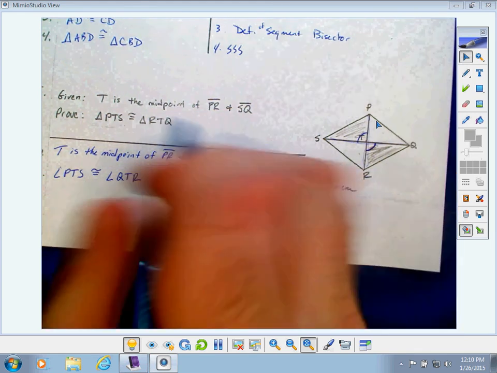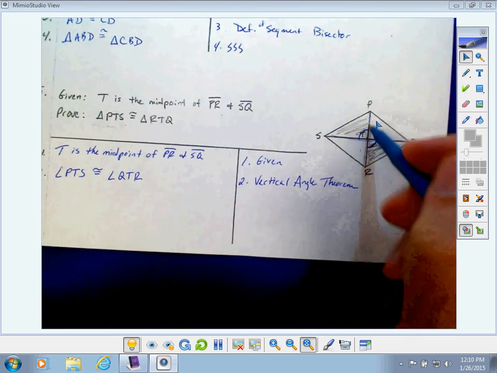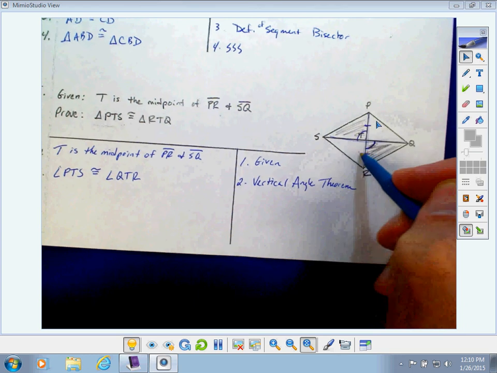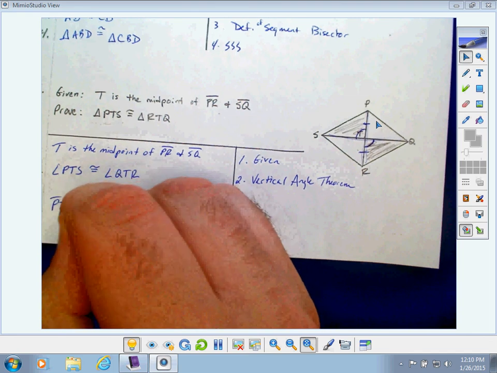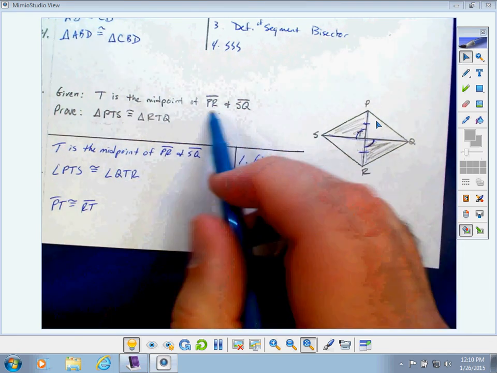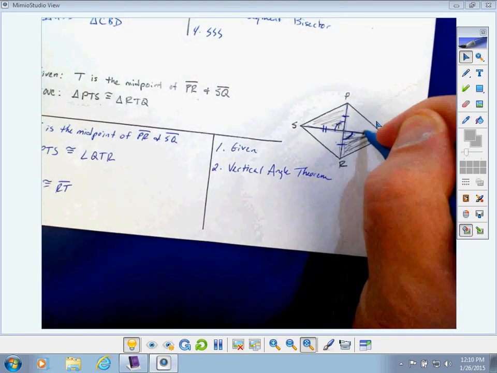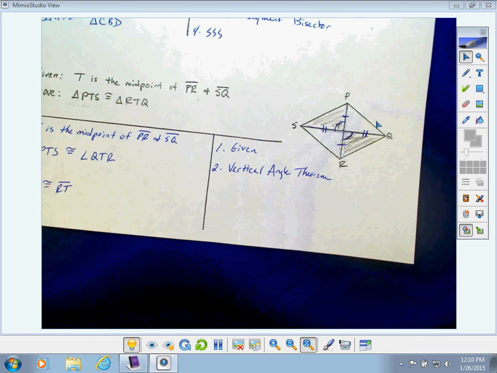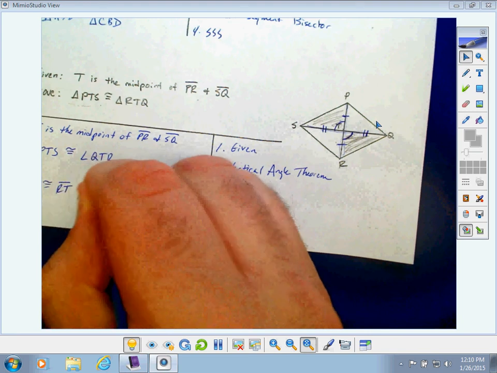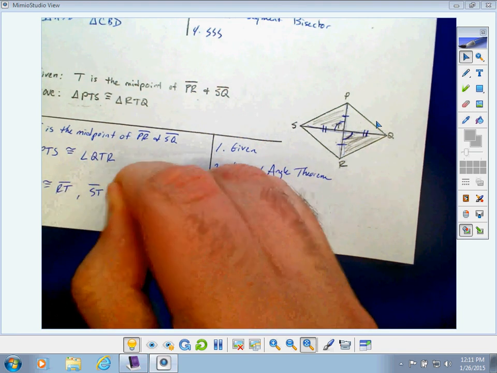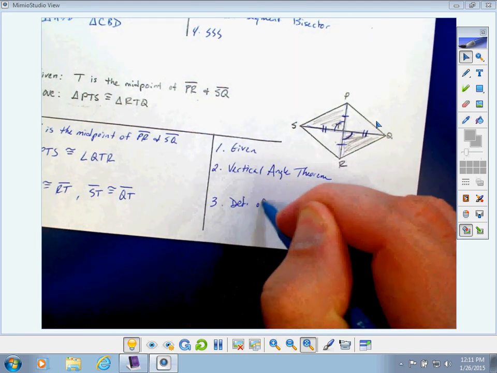And then finally we need to use the given. It says T is the midpoint of PR. So that means we have 2 equal sides here, and this one the midpoint. So we have a pair of sides here, here. That's PT congruent to RT. And it's also the midpoint of SQ, which means I have a second pair of sides here and here. So that is ST congruent to QT. And because I used midpoint to do that, this is definition of midpoint.